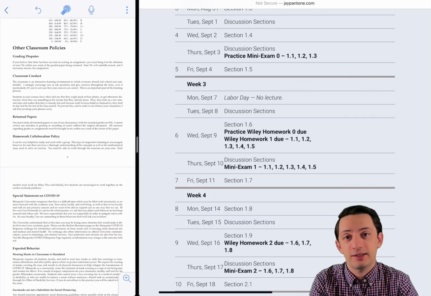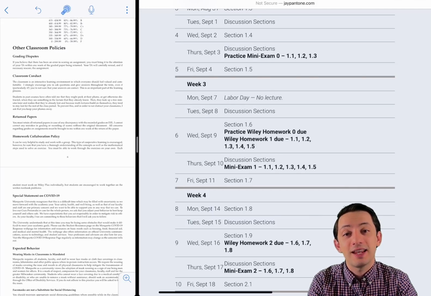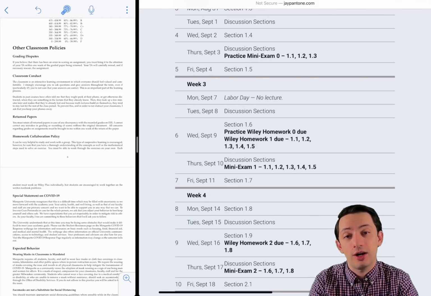Do it as soon as you have access to the Wiley Plus system because you'll make sure that you don't have any access issues. You'll make sure that you know how to do the homework, and then I can make sure on my end that I'm seeing your grade and that it's there. So it will be due by September 9th, but I recommend that you do it as soon as possible.